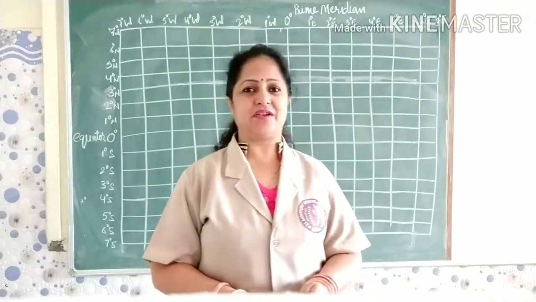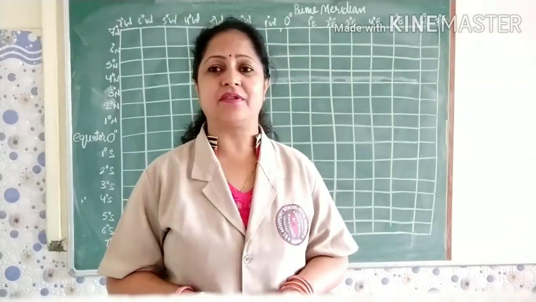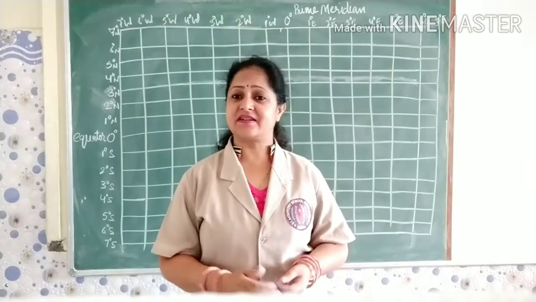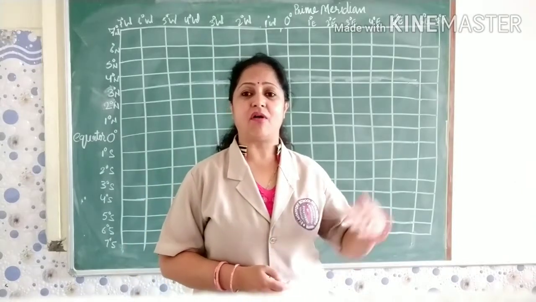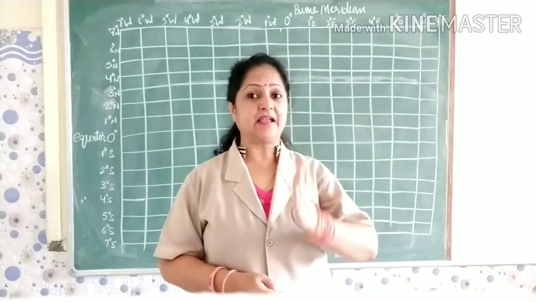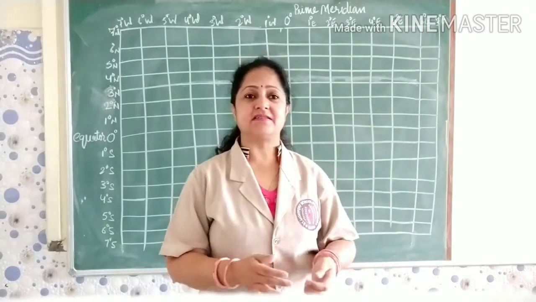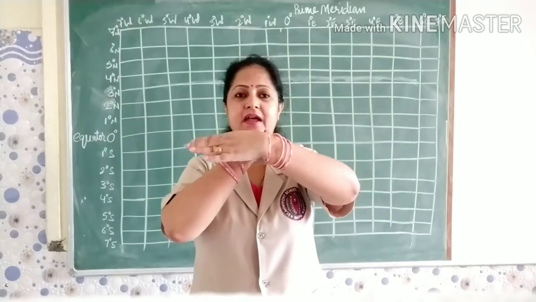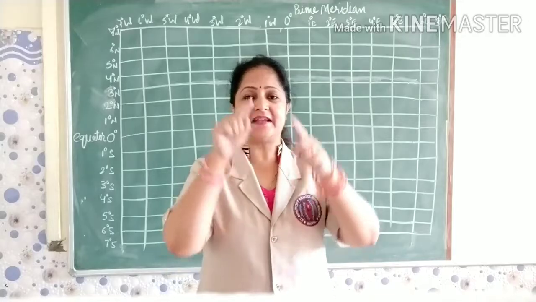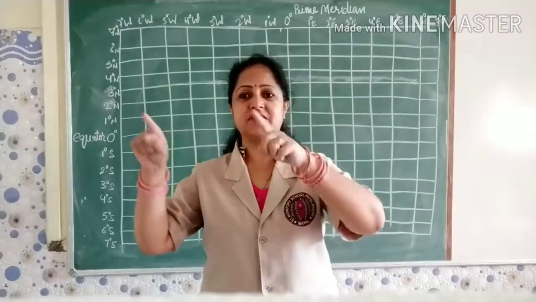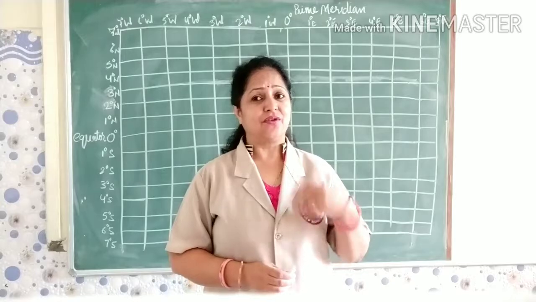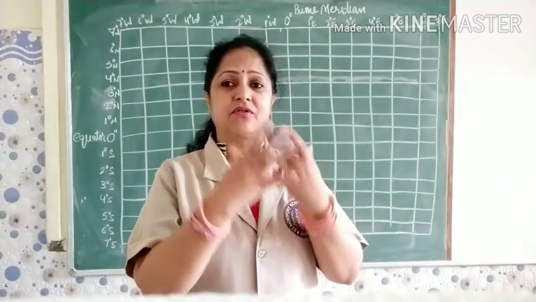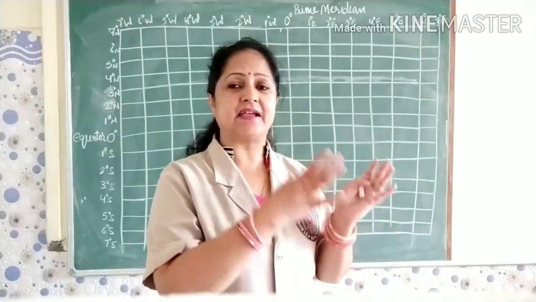In my previous video, I explained the grid system. What is a grid system? A grid is a pattern of straight lines formed vertically and horizontally. These straight lines cross over each other and form squares. This is called a grid.